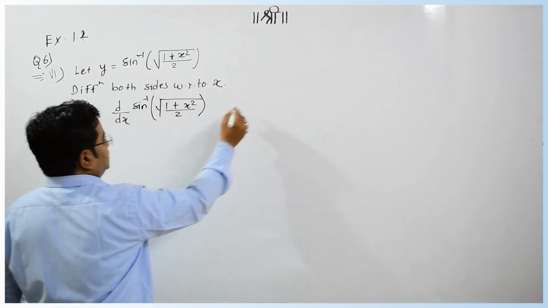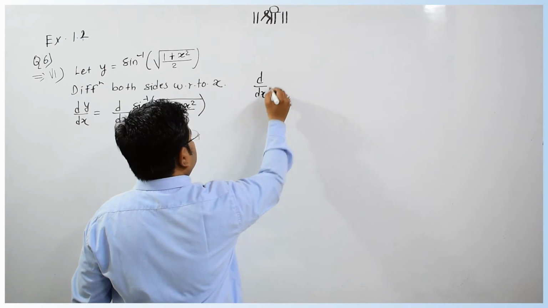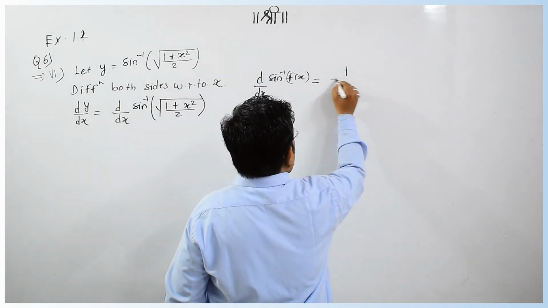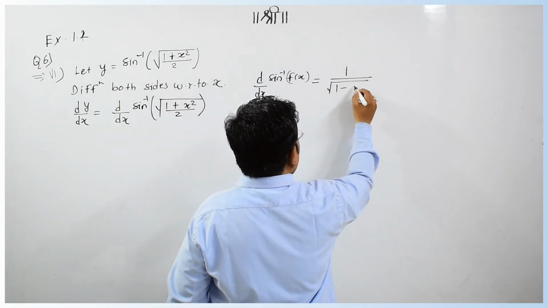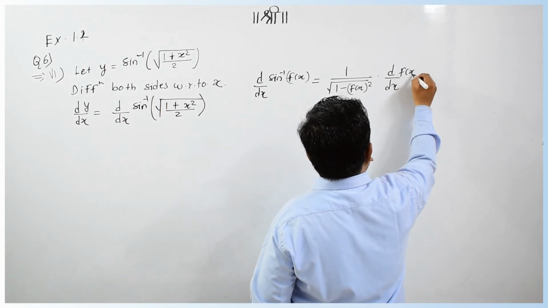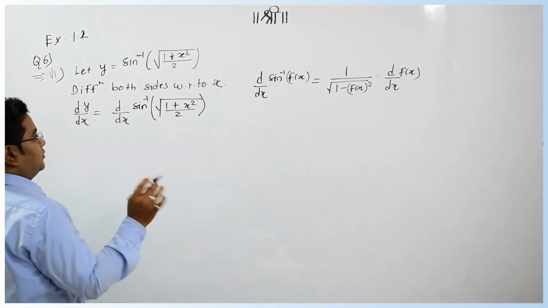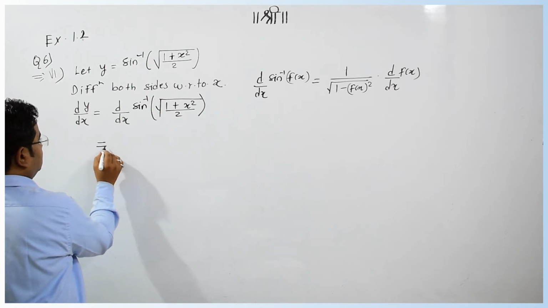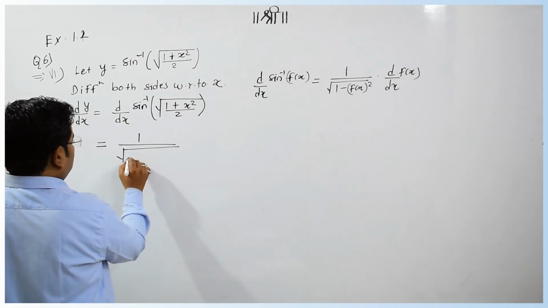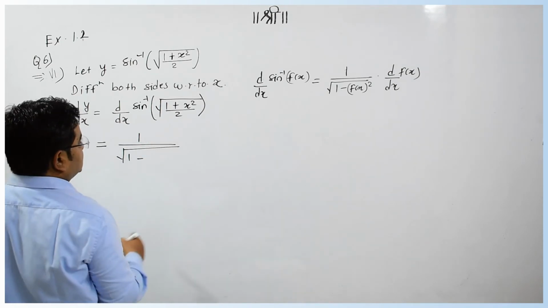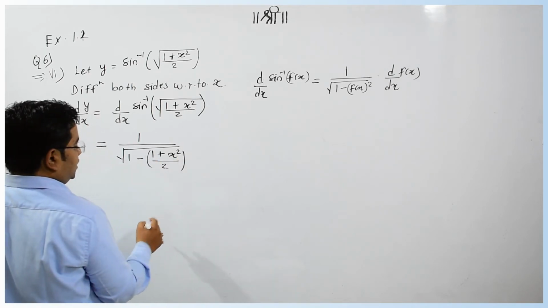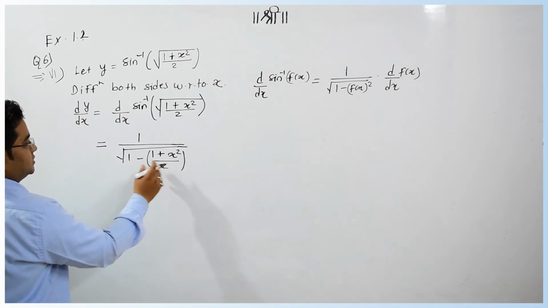Again, what is the derivative of sine inverse of x? d upon dx of sine inverse of f of x would be 1 upon under root of 1 minus f of x bracket square, dot d upon dx of f of x. A very crucial and important formula. So we apply it: directly 1 upon under root of 1 minus the whole bracket square, which will be (1 plus x square) divided by 2. I have already made its square and am directly substituting the value.